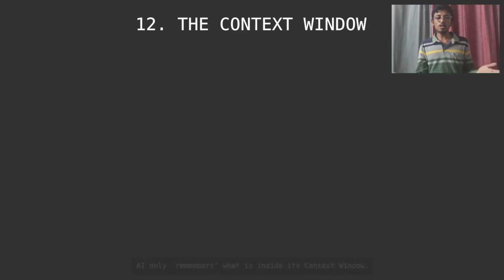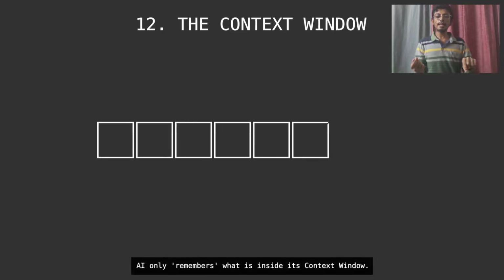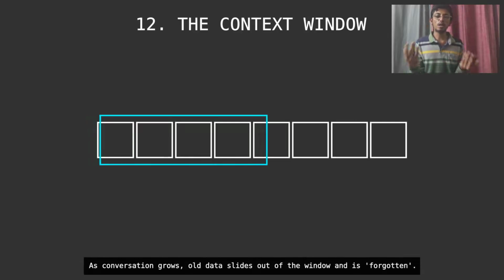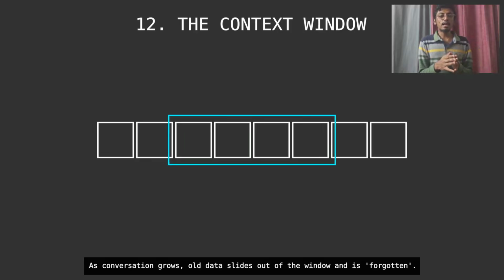Now we need to talk about AI's biggest limitation, the context window. If temperature and top P are dials that control the vibe, the context window is the RAM. It is the short-term memory of the model. Think about it. AI doesn't actually know you. It doesn't have a long-term brain that remembers your last 3 conversations.